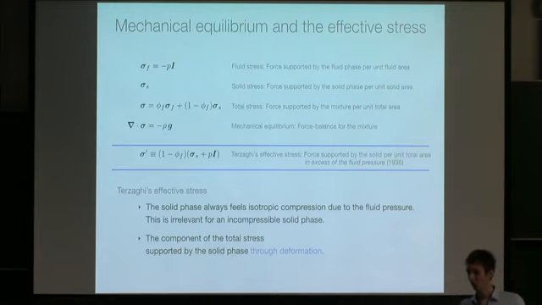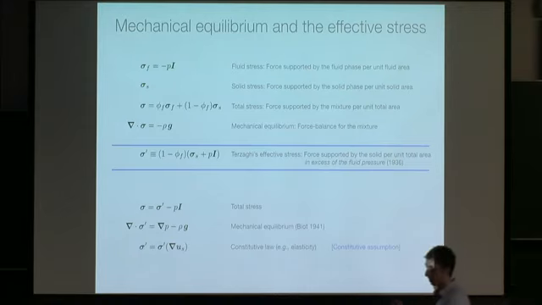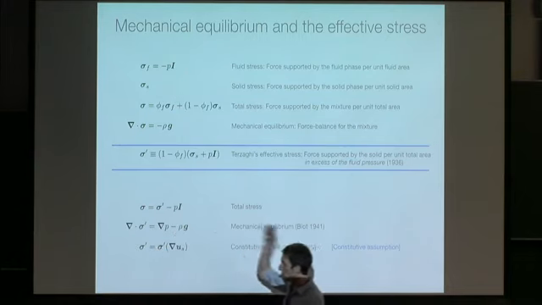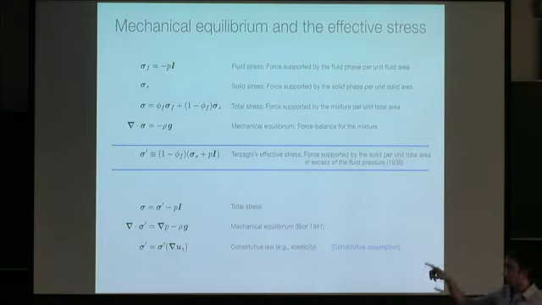So if I define my effective stress in this way, so far this is just a definition, we haven't actually assumed anything, then I can rewrite the equations above like this. So my total stress is then simply my effective stress minus the pressure. The divergence of the total stress becomes the divergence of the effective stress, and I can put a pressure gradient on the right-hand side. And then I need a constitutive law.